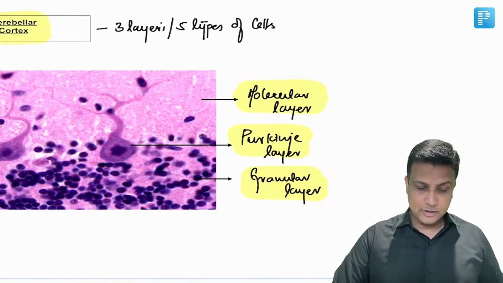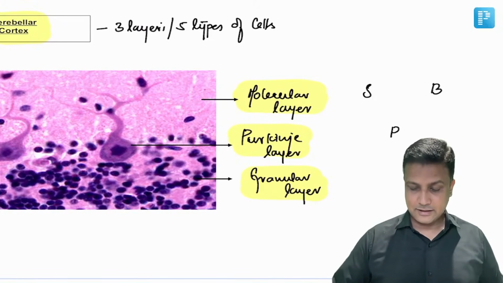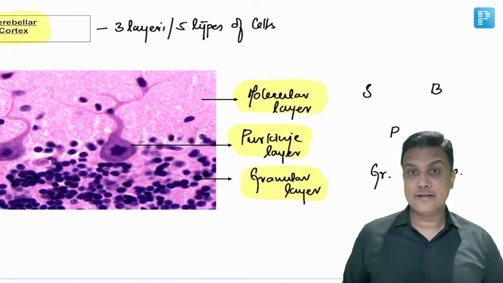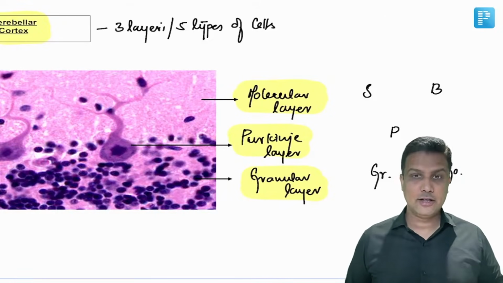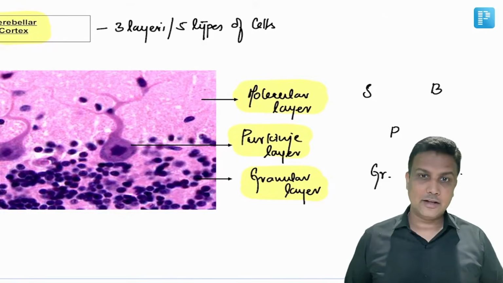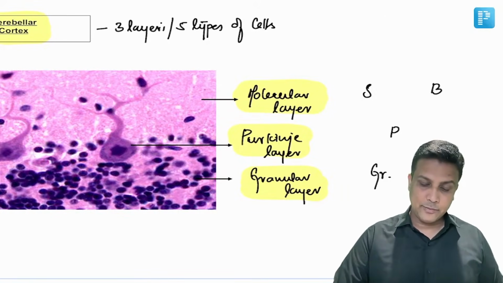Now out of this, remember, the molecular layer has the stellate cells and the basket cells. The Purkinje layer has Purkinje cells. And finally the granular layer has granular cells and the Golgi cells. So the outermost molecular layer has stellate cells and basket cells, the middle Purkinje layer has Purkinje cells, and the innermost granular layer has granular cells and the Golgi cells.